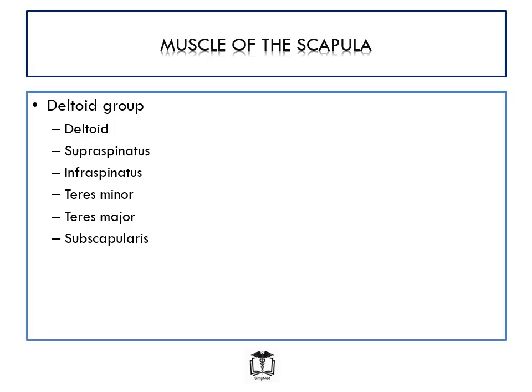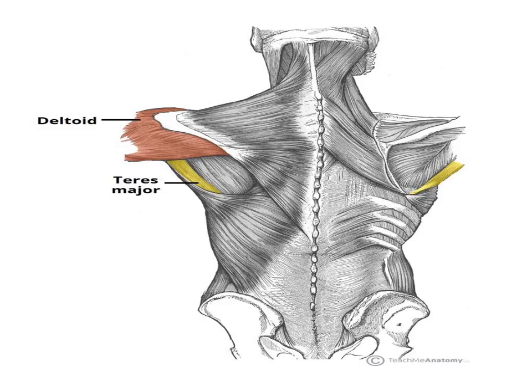Let's talk about the deltoid group of muscles. These include muscles like the deltoid muscle, the supraspinatus muscle, the infraspinatus muscle, the teres minor, teres major, and subscapularis muscle. So let's talk about the deltoid muscle and the teres major muscle.